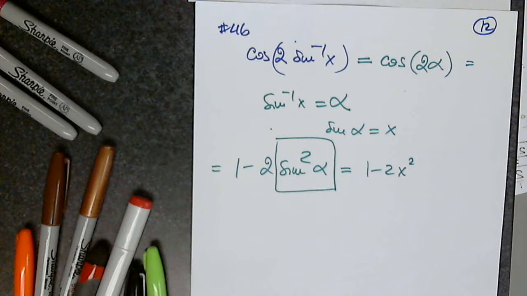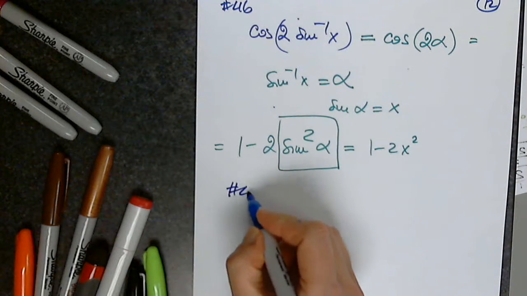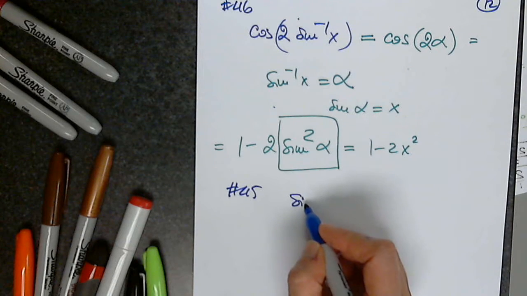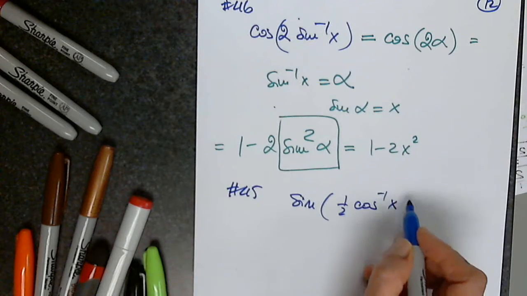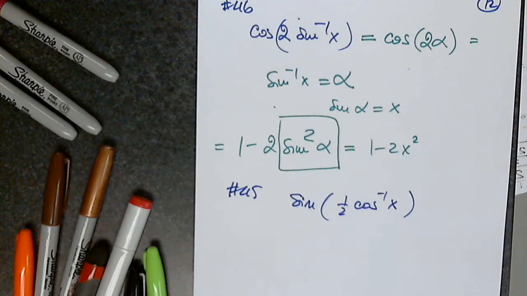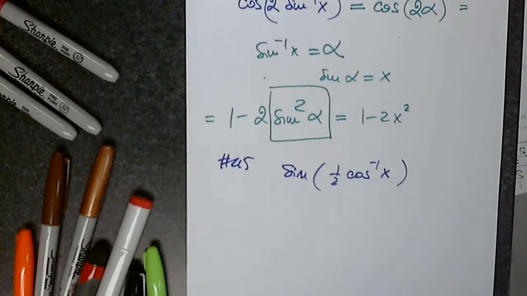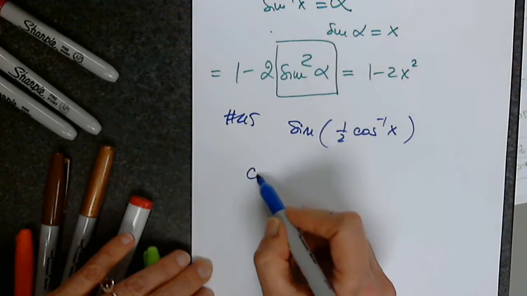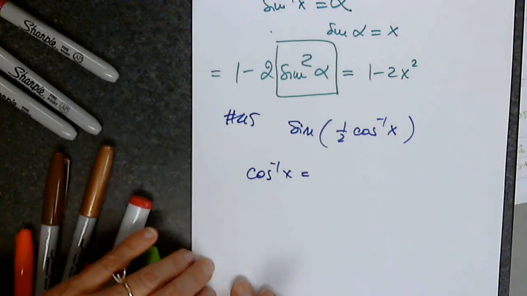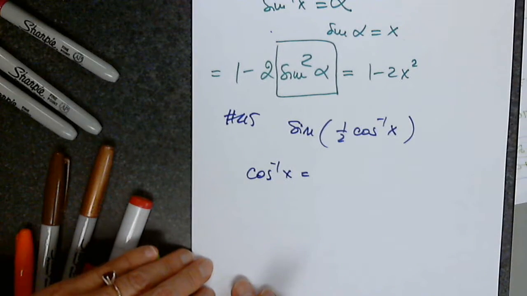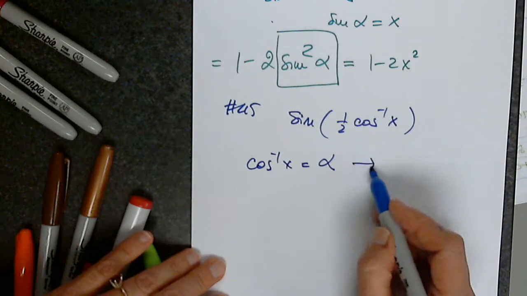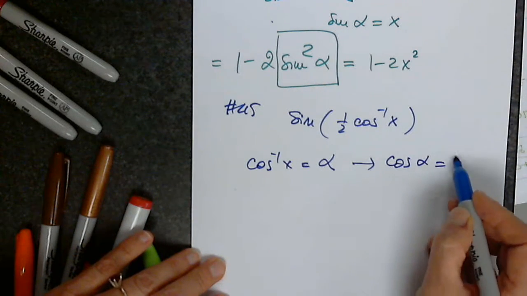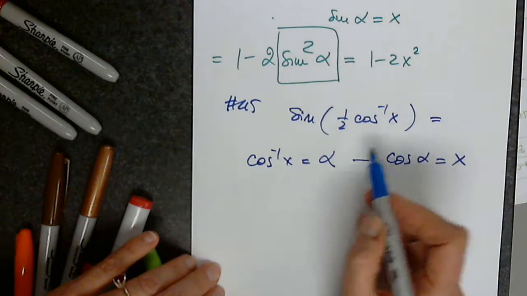Let's also look at 45. Sine of 1/2 cosine inverse x. Okay, what is cosine inverse x? What does it equal to? What does it represent? Alpha. Which means that what? Cosine alpha equals x. Good. But now I have to figure this out.